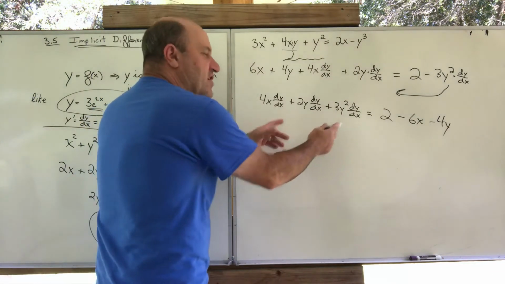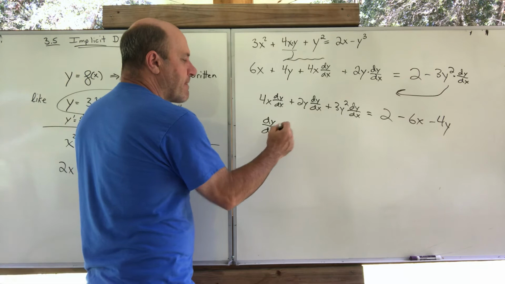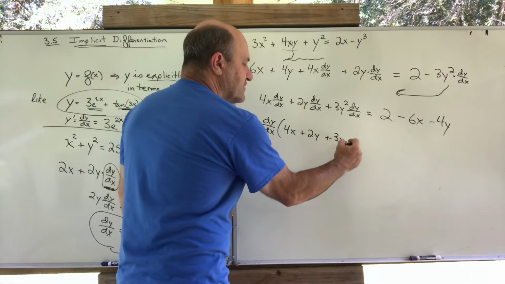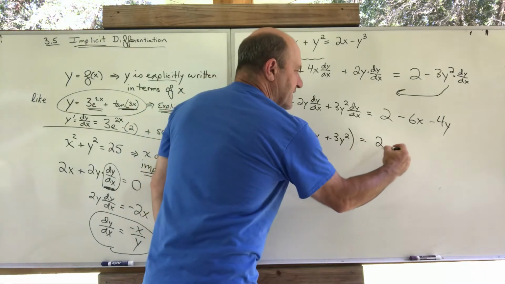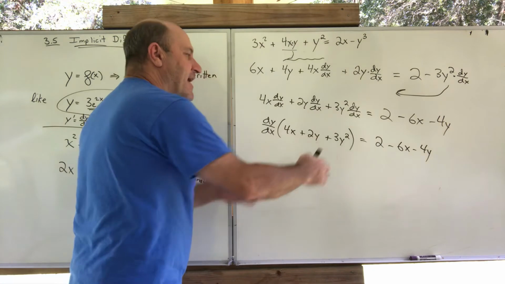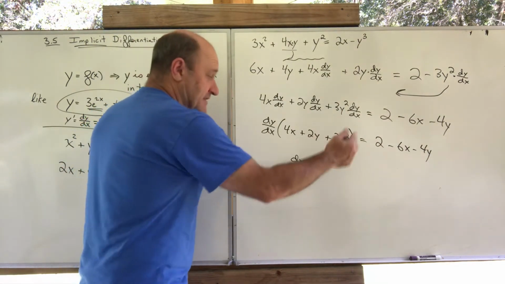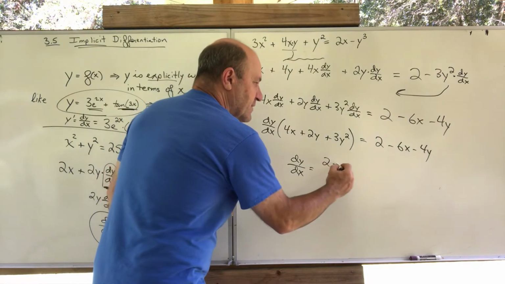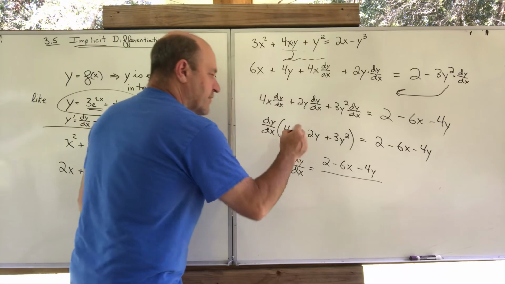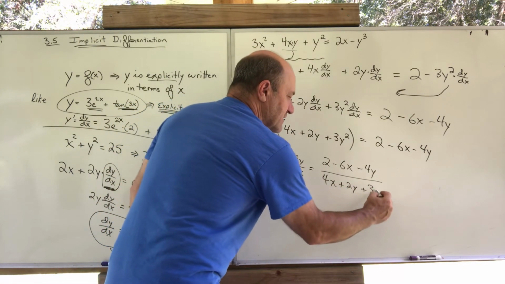And then in order to solve for dy/dx, you factor it out. I'm left with a 4x plus 2y plus 3y squared equals this. And then you divide by that. So dy/dx is this monstrous implicit derivative. It's 2 minus 6x minus 4y all over this. 4x plus 2y plus 3y squared.